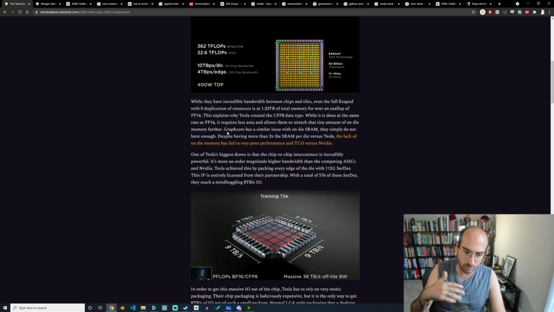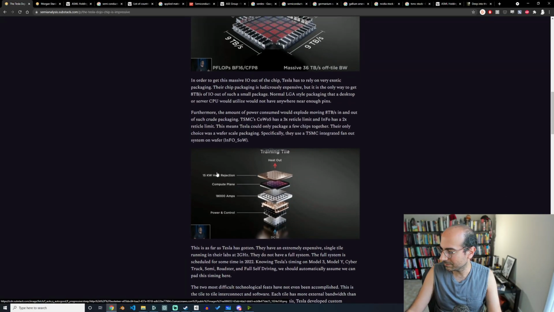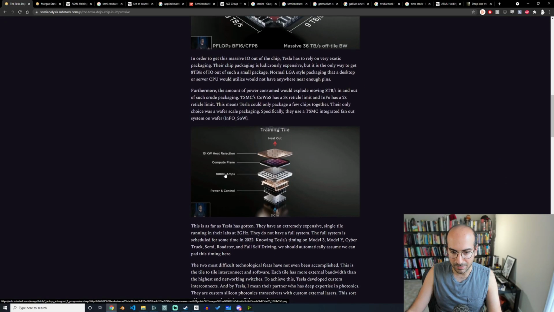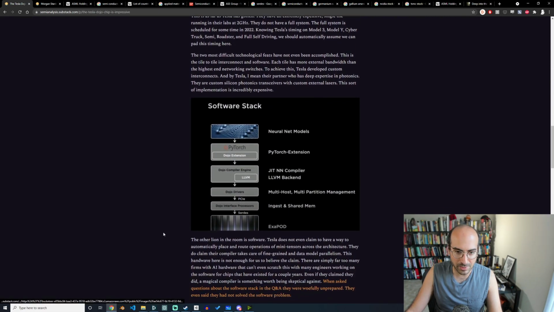So how do you get things to fit? Well, the tricks I've talked about a billion times on this channel, like model parallelism and pipeline parallelism, and other fancy ones like no backprop methods. Right? So the software stack is what you would expect. Here they're saying, for example, we have a neural net model, and then we have a PyTorch model, and then we JIT it, and we have our own backend, right?